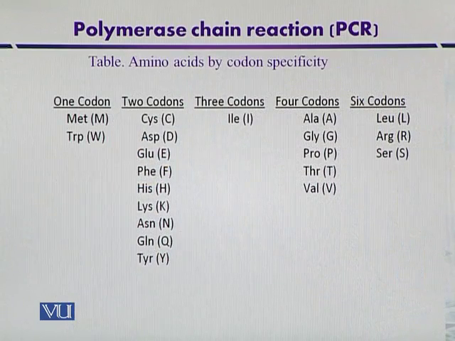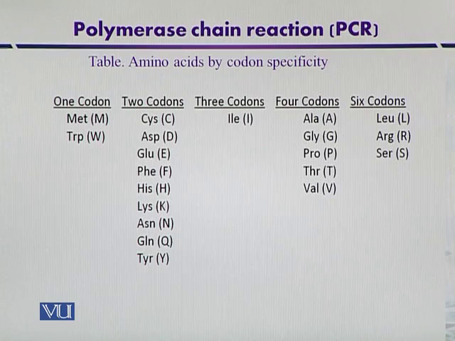This table shows the degeneracy of different codons and how many codons are required for different amino acids. On the basis of the number of codons per amino acid, we can categorize them into 6 major classes. In the first column, one codon is required for methionine or tryptophan, and a number of amino acids have 2 codons. We can quote the example of cysteine, asparagine, glutamic acid, and tyrosine.